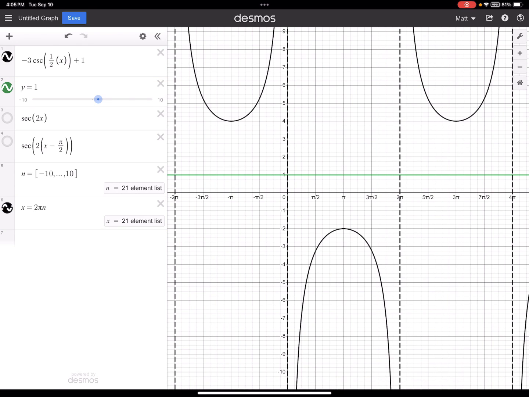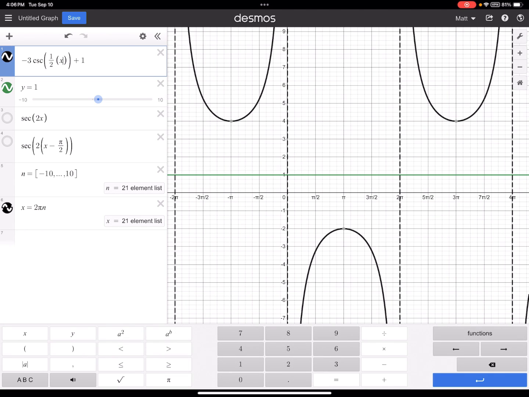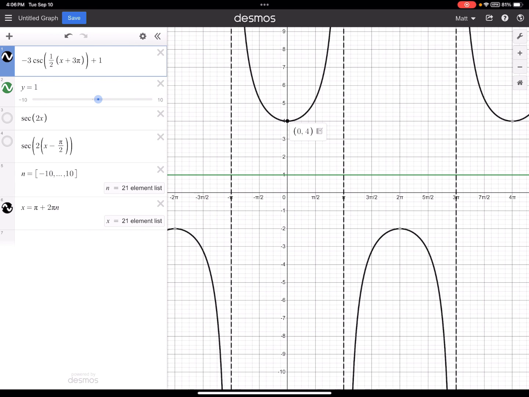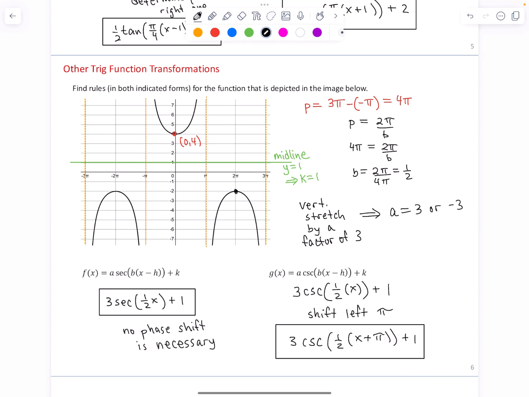Of course, I could have also focused on this minimum at 3 pi, 4, and if I shift this graph left 3 pi units, it'll take it to 0, 4. So also I could shift left by 3 pi by adding 3 pi. And this also produces our graph. Really, there are infinitely many ways that you can do this, because you can continue now to shift this graph either left or right by any integer multiple of a period, and you will wind up producing the same graph again. So there are lots of ways to do these kinds of problems. Okay, and this concludes our discussion on doing transformations of the other 4 trig functions.